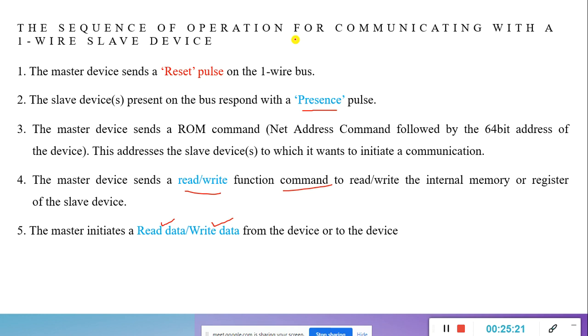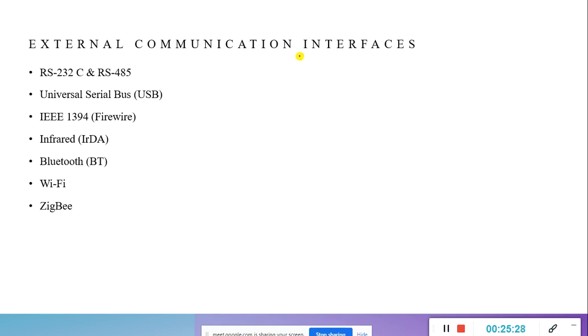Okay, so we are almost done with your syllabus of third unit, and I just want you guys to go through these external communication interfaces, that is RS-232, RS-485, and USB. There are not many technical details given for your syllabus. The thing is you need to understand what is the speed of the USB bus.